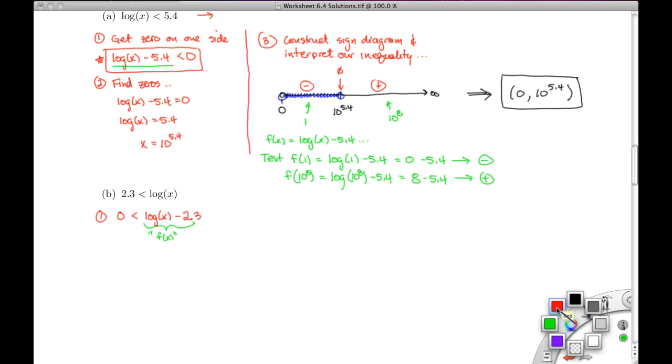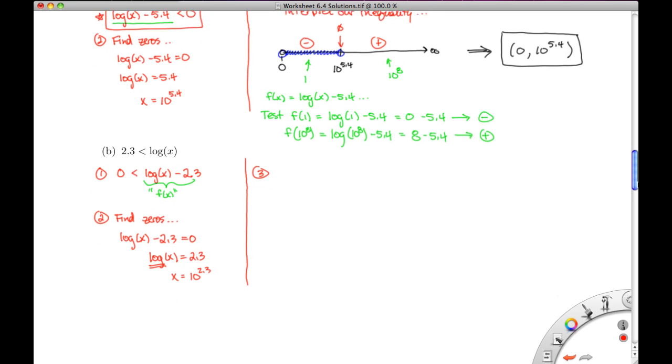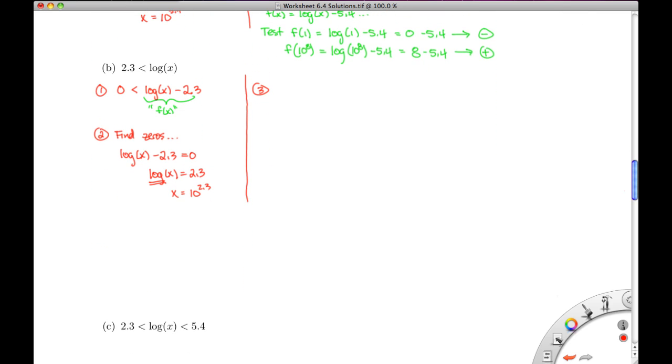All right, so step 2, we're going to find our zeros. We'll take our function, which is log of x minus 2.3, set it equal to 0, and solve. So we get log of x is equal to 2.3, which tells us that x has to be equal to 10 to the power of 2.3. And again, we get the 10 because this is the common log, or the log base 10. So there's our 0. Now in step 3, we set up our sign diagram and interpret the inequality.